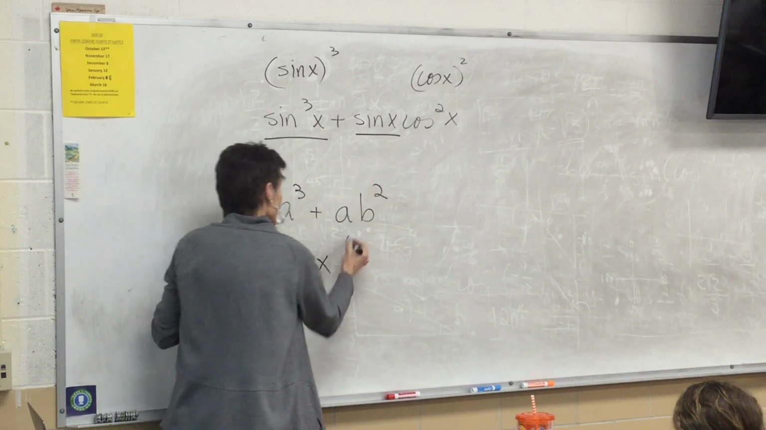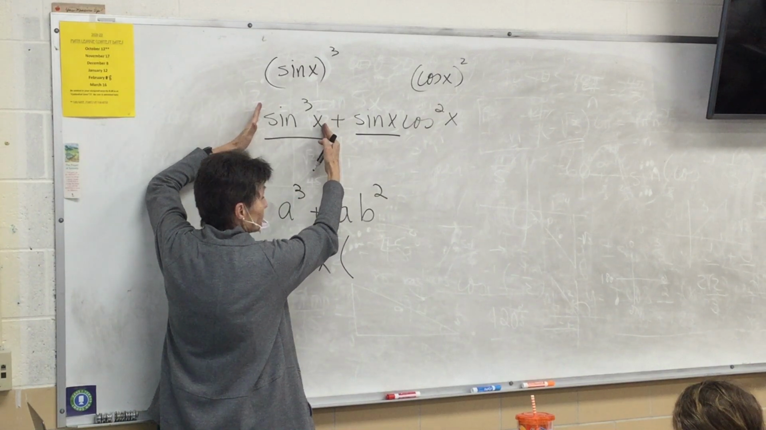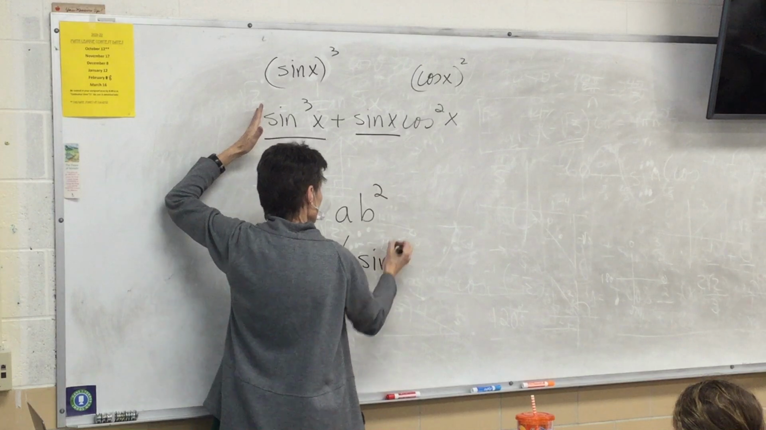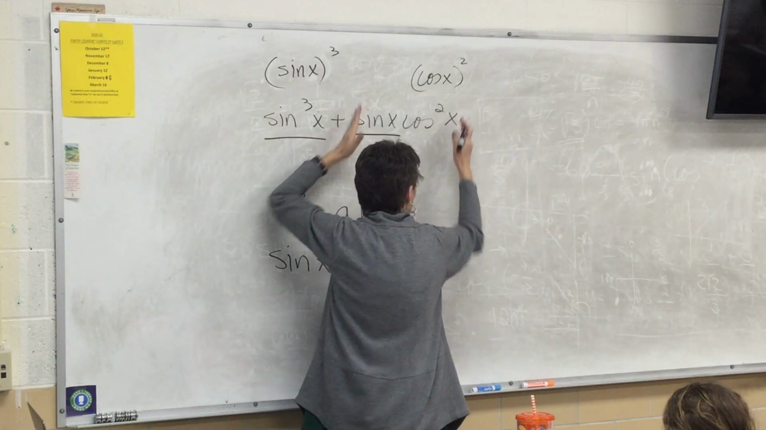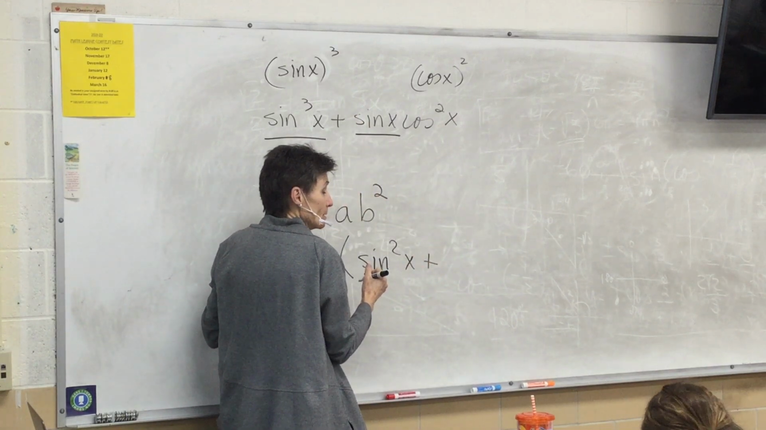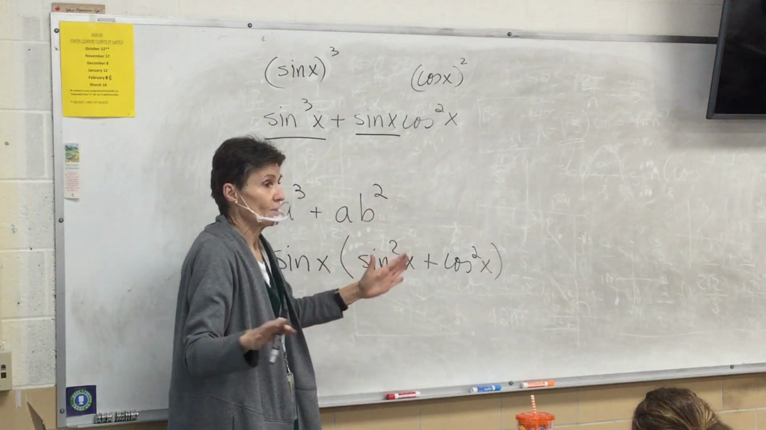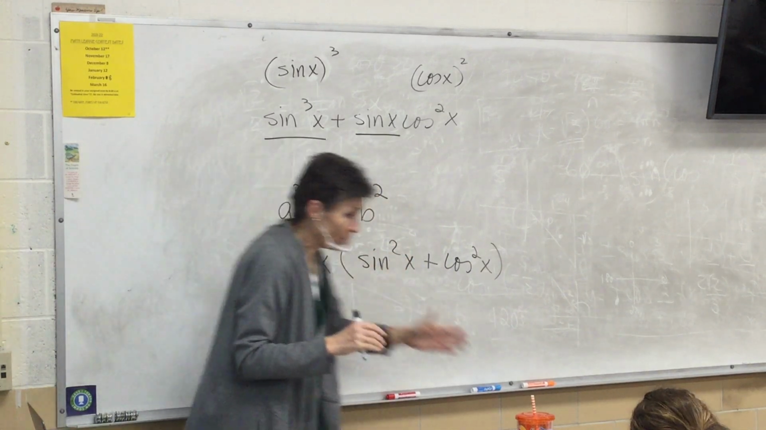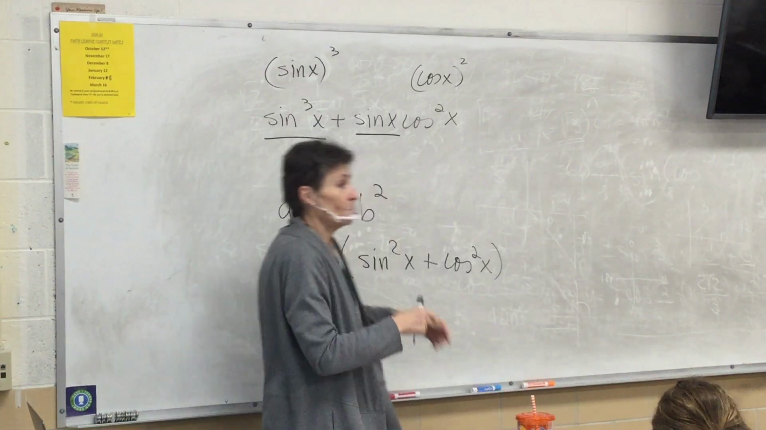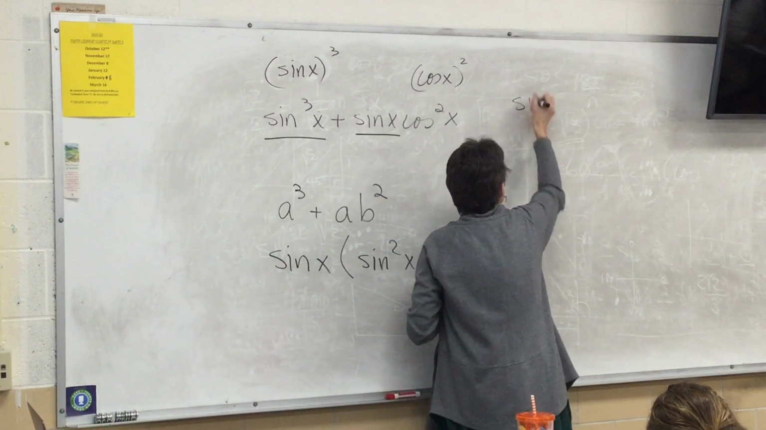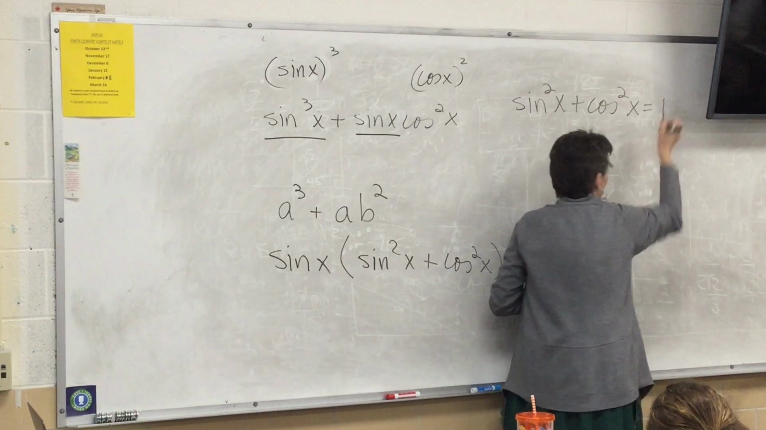Okay? So what am I left with? If I take a sine out of this, what will I be left with? Sine squared. And if I take a sine out of this, what am I left with? Cosine squared. Stop right there. Somewhere on your notes, up the side or at the top, in big letters, you're going to write sine squared plus cosine squared is 1.